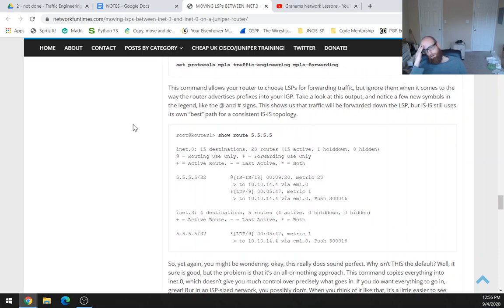This command allows your router to choose LSPs for forwarding traffic, but ignore them when it comes to the way the router advertises prefixes into your IGP. Take a look at this output and notice a few symbols in the legend, like the ampersand, the @ symbol and the pound signs. This shows us that traffic will be forwarded down the LSP, but ISIS still uses its own best path for consistent ISIS topology. Routing use only, forwarding use only.